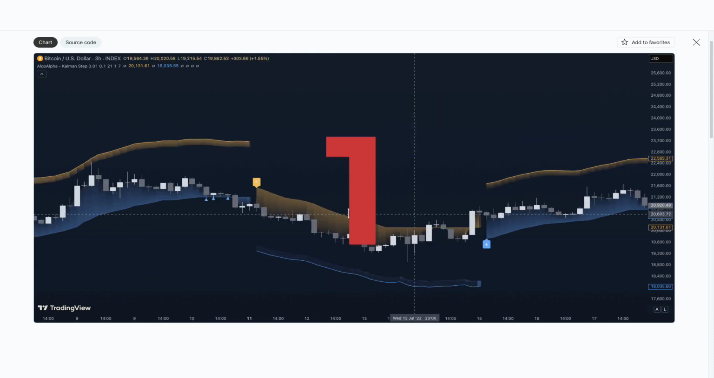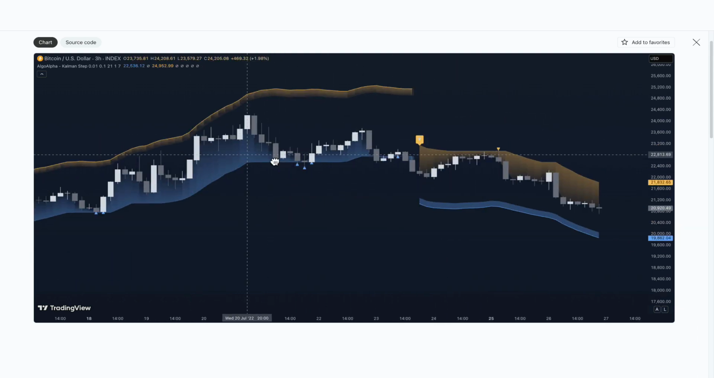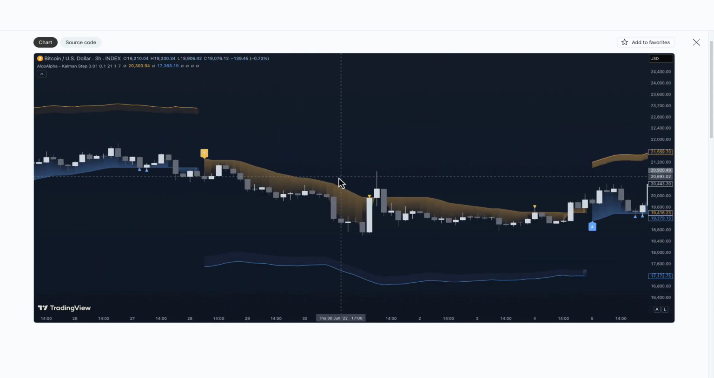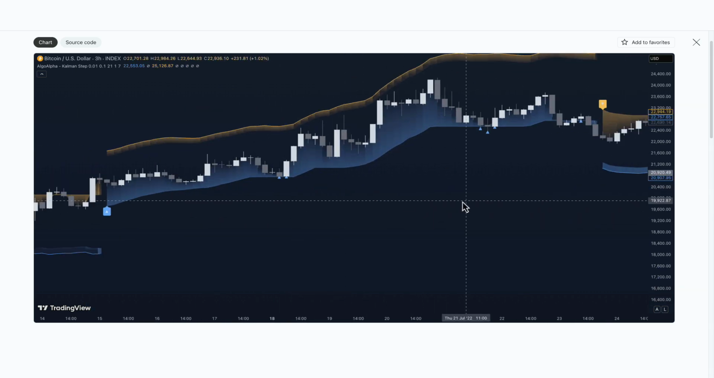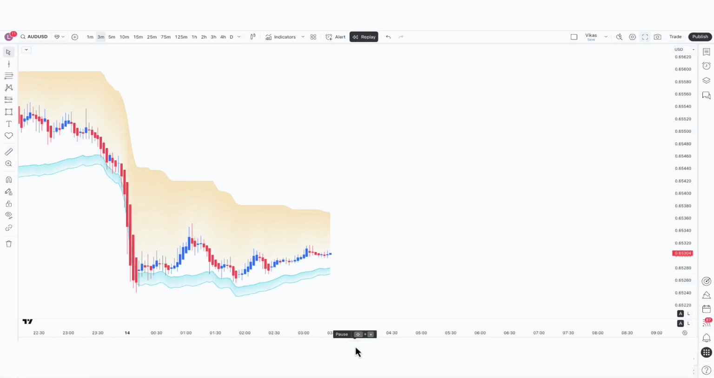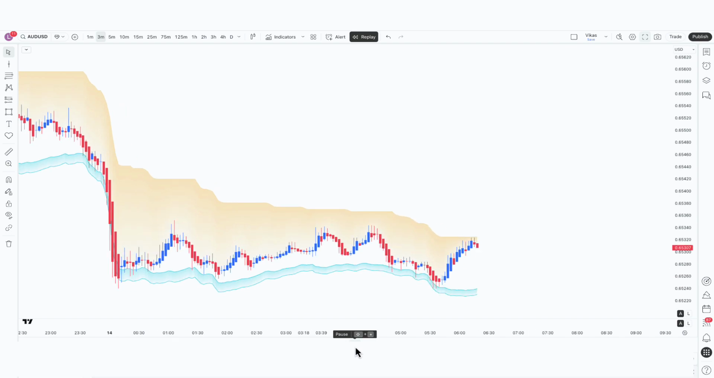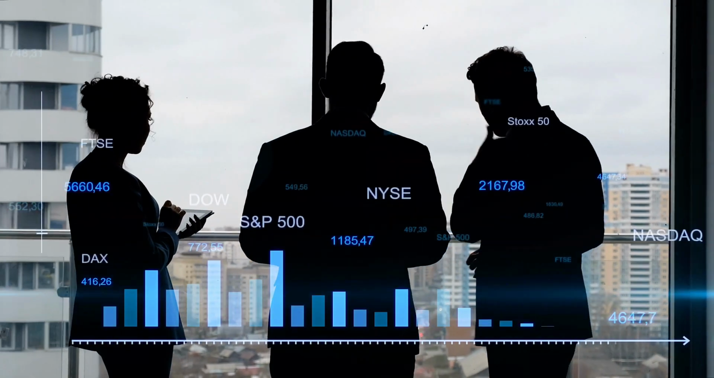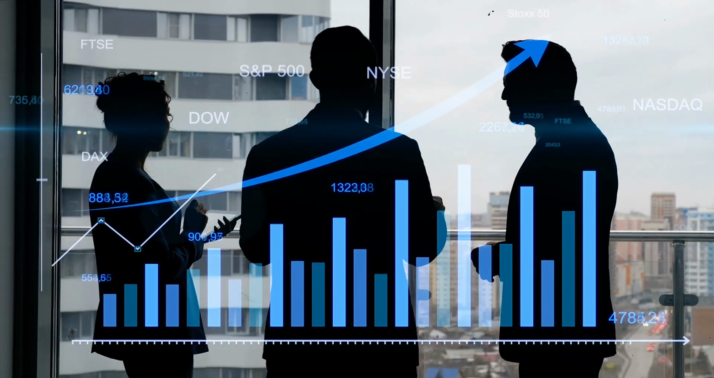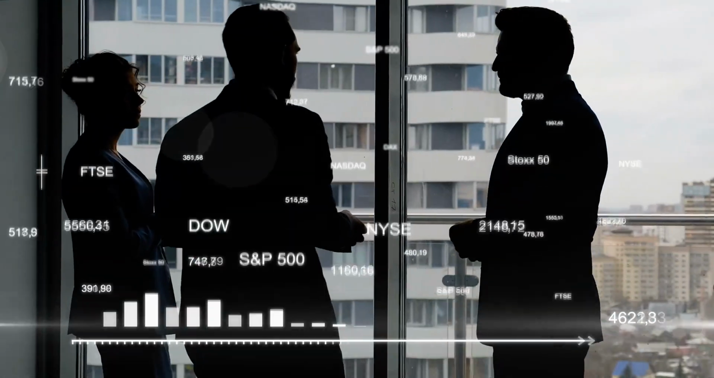The first indicator clarifies the overall market direction, so you don't trade against the trend. The second is the free buy and sell signal indicator on TradingView, which only gives a signal when the price and trend are on the same side. No noise, no guesswork. This combination teaches discipline to beginners and provides consistency to experienced traders.